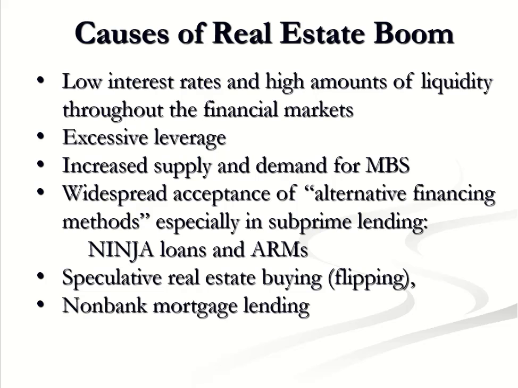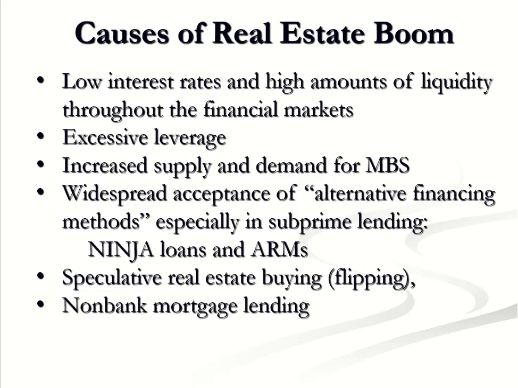And then also there was an increase in the supply and demand for mortgage-backed securities that took place, and we'll describe that in this video. There was also widespread acceptance of alternative financing methods, a nice way of talking about ninja loans and ARMs. So what was going on in the financial markets is there was a big push to do subprime lending, and subprime lending is lending to individuals with low credit ratings.